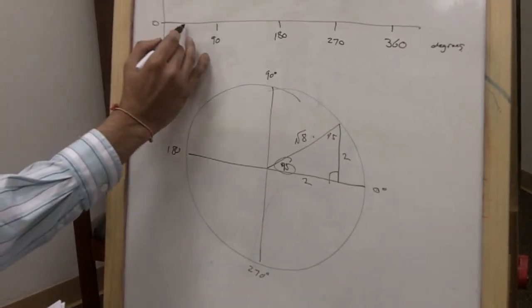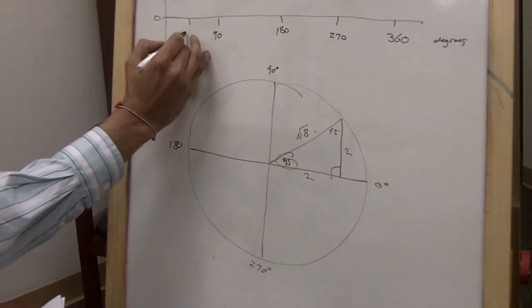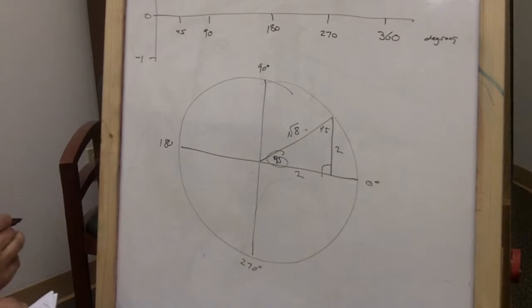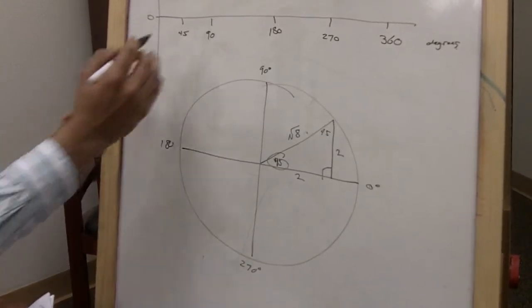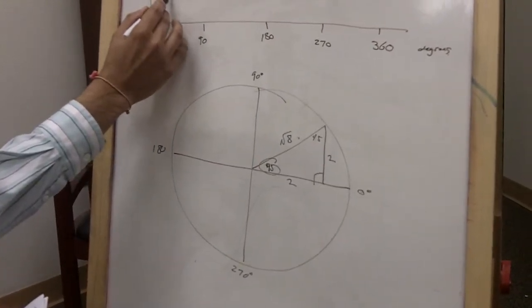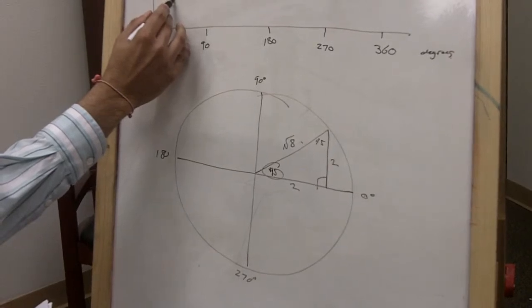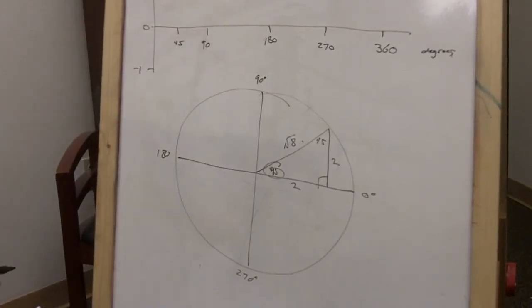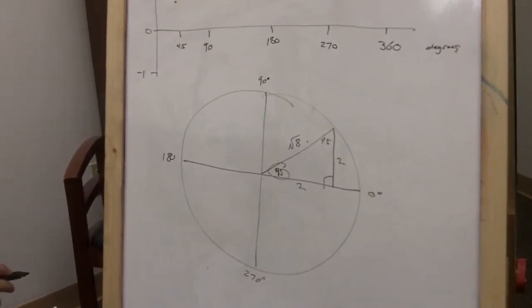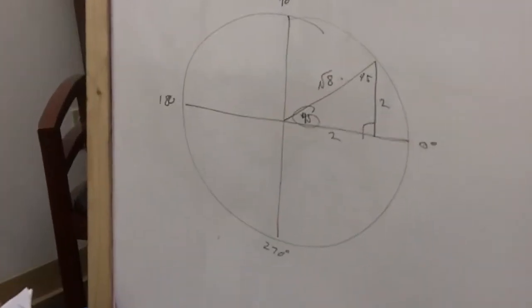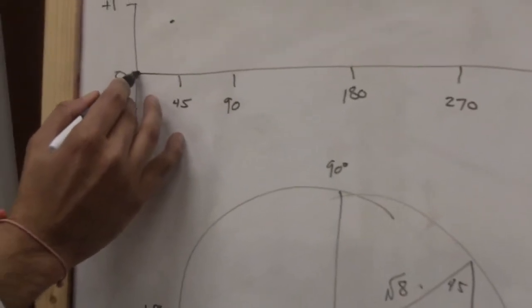Where would 45 lie on here? Right about there, right? So what did we say? It was 0.7. So at 45 we have about 0.7, which would be probably around here. Everyone do sine of 0. 0 would be right here.